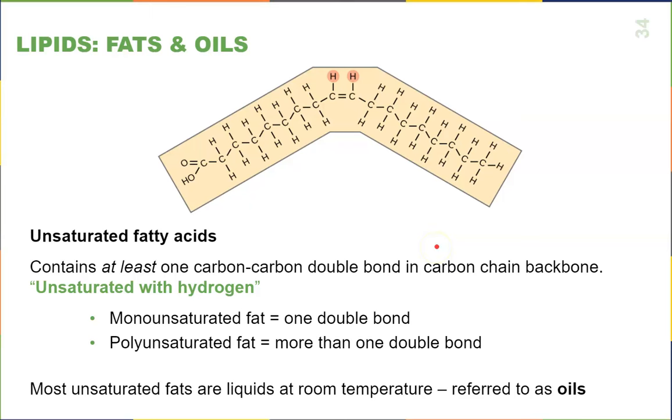Most unsaturated fats are liquids at room temperature. So those are oils. Monounsaturated fats are like olive oil, canola oil, peanut oil, sesame oil, avocados or avocado oil, and most nuts have monounsaturated fats in them. Polyunsaturated fats are things like corn oil, sunflower oil, soybean oil, seeds, cold water fish. Those are the better fats to consume for your health.